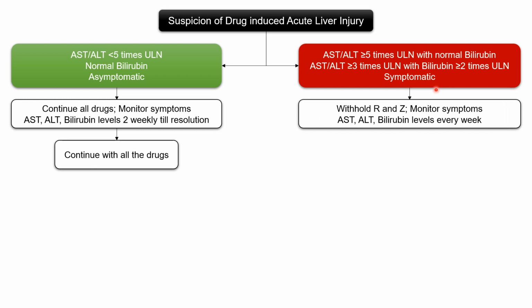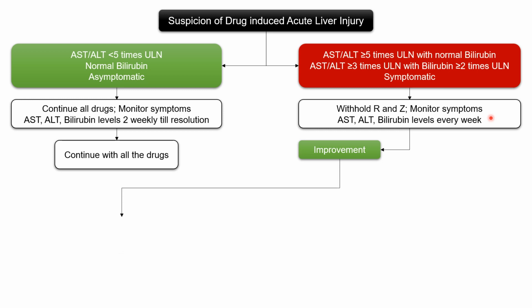Then we have to withhold the hepatotoxic drugs, mainly rifampicin and pyrazinamide, because those are the most hepatotoxic. We have to monitor the symptoms, AST/ALT, and bilirubin levels every week. Here the monitoring was every 2 weeks, but here the monitoring is every week, because this is a slightly more severe scenario. Then while monitoring, we have to see if the patient is improving or not.